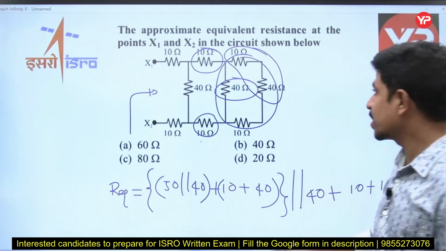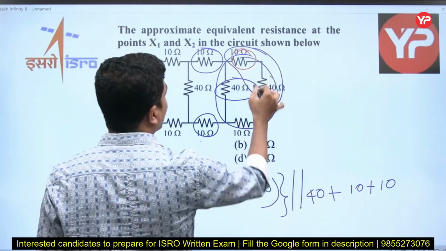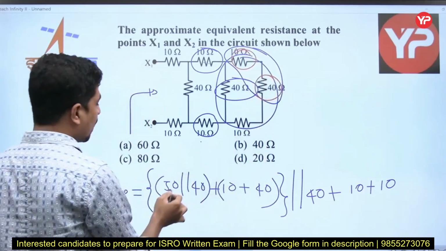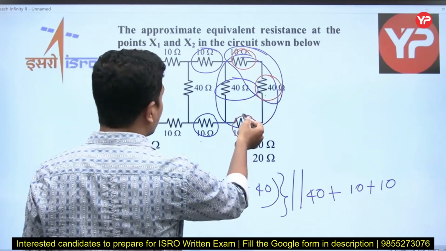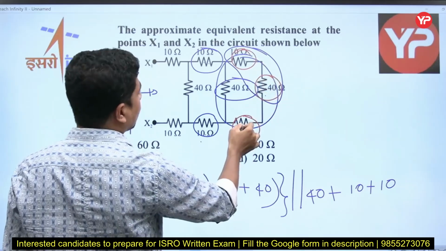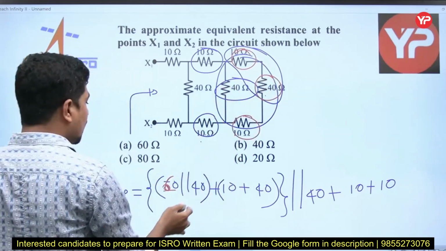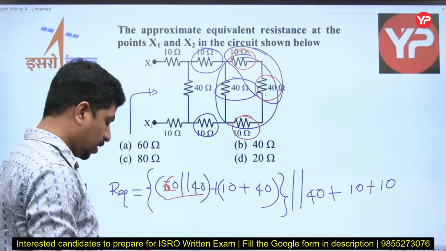Very simple. See, I'll do this with a different color. These two, this 10 and this 40, are in series, right? That became 50. Sorry, this downside 10 is also there. Total it is 60, not 50, 60. 10, 40, 10, 60 in parallel with 40. 60 in parallel with 40, how much is it? Let me calculate it.